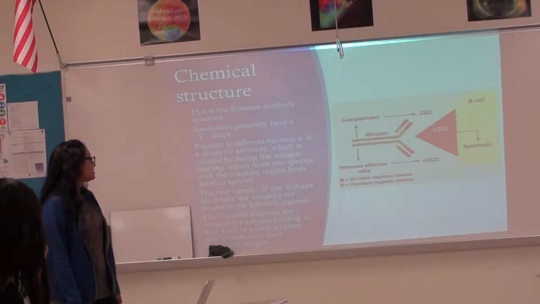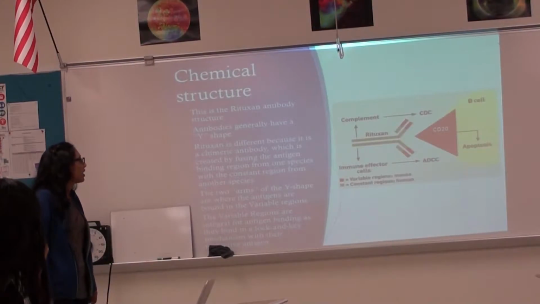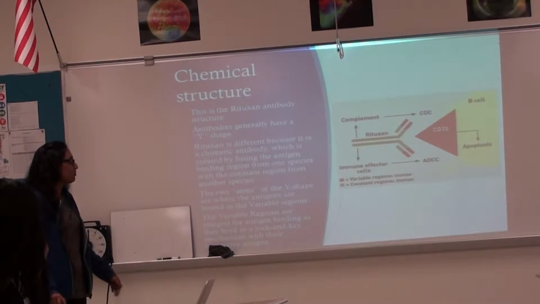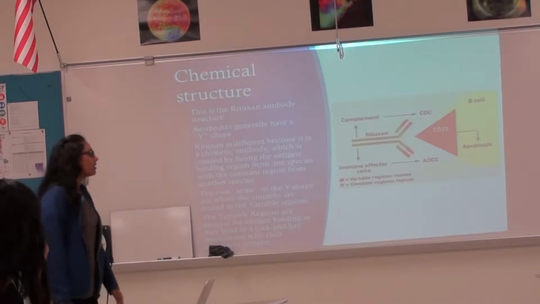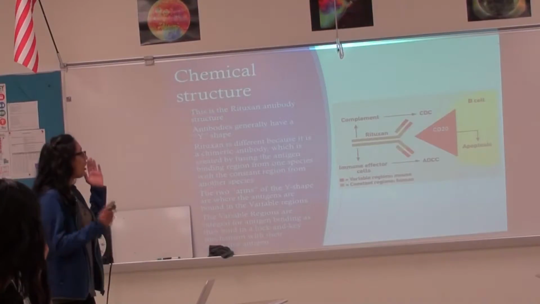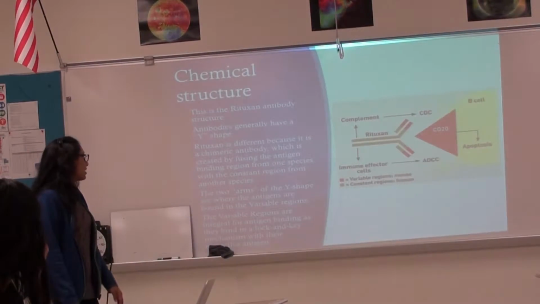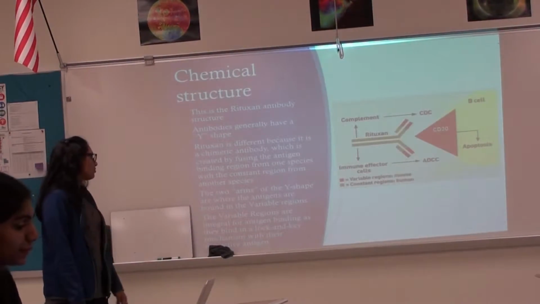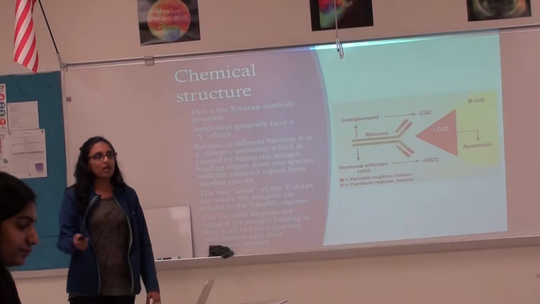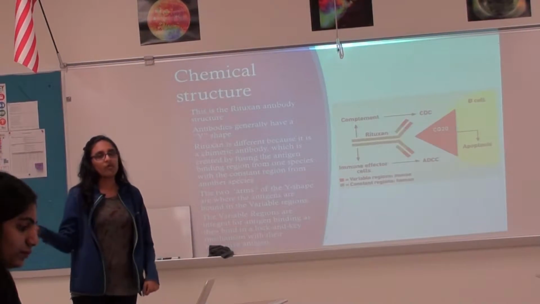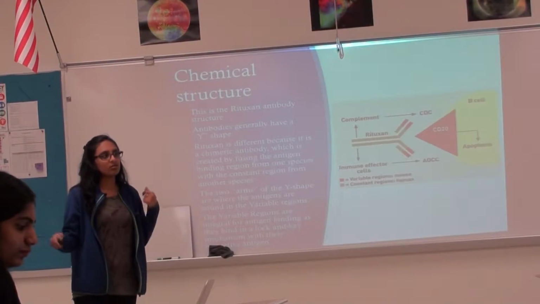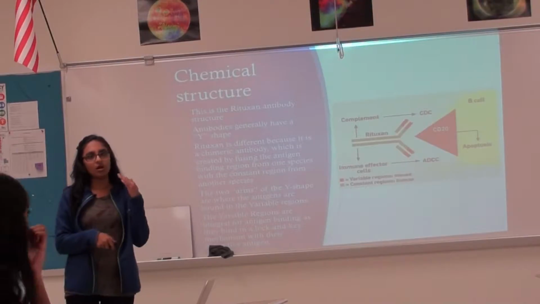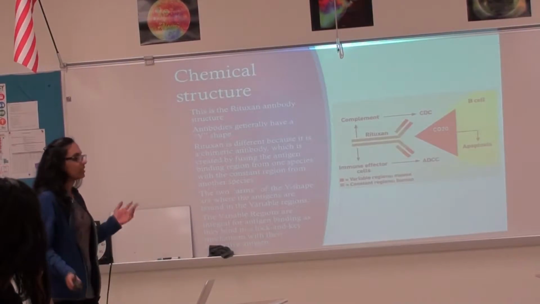Rituxan is different from other antibodies because it's a chimeric antibody, which is created by fusing the antigen binding region from one species with the constant region from another species. The two arms of the Y shape are where the antigens are bound. The purpose of an antibody is that your body creates them, and whenever a foreign invader comes into your body, your antibodies are created to attack them, to keep you safe.